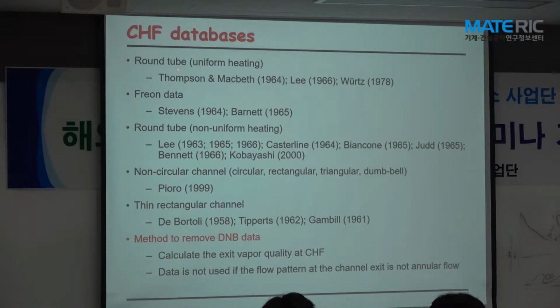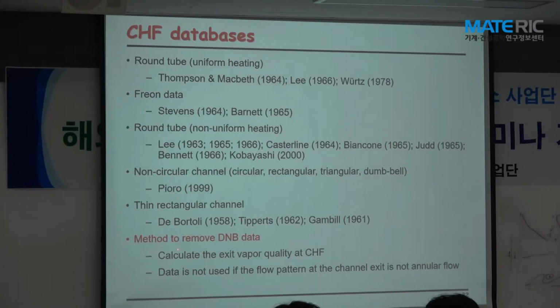Many data were used. Round tube with uniform heating is very normal, and Freon data is also used. And for the round tube non-uniform, chopped cosine or something like that was used. And also non-circular channels: a circular tube and rectangular channel, triangular and dumbbell, like this. I don't know why Piero did this kind of experiment, but anyway, he measured critical heat flux in this situation. And this is also used.